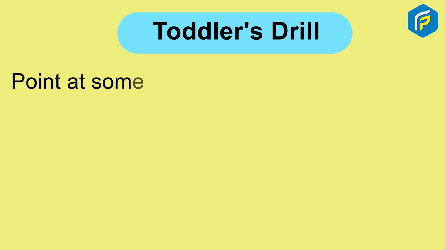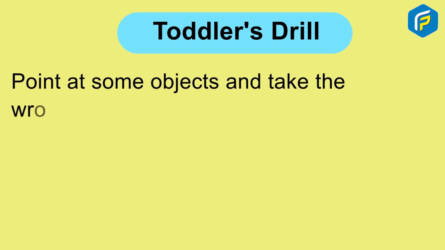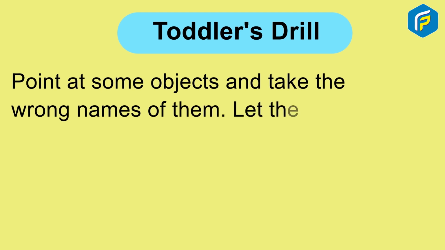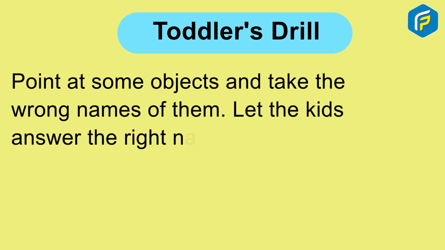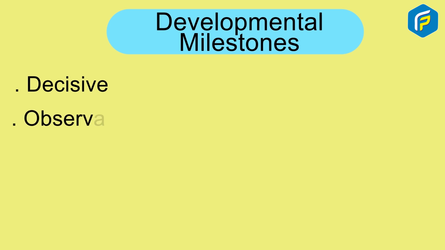Toddler's drill. Point at some objects and take the wrong names of them. Let the kids answer the right name for the same. Developmental milestones: decisive, observation, acknowledge. Have fun and learn.